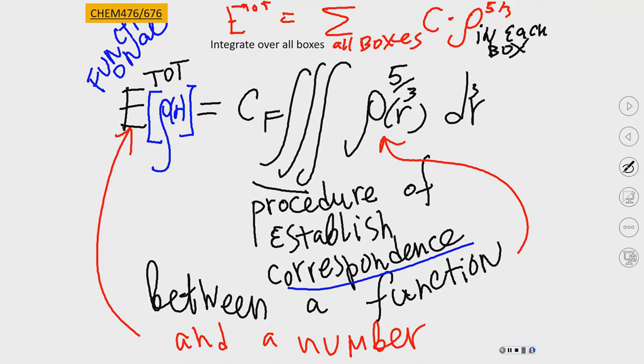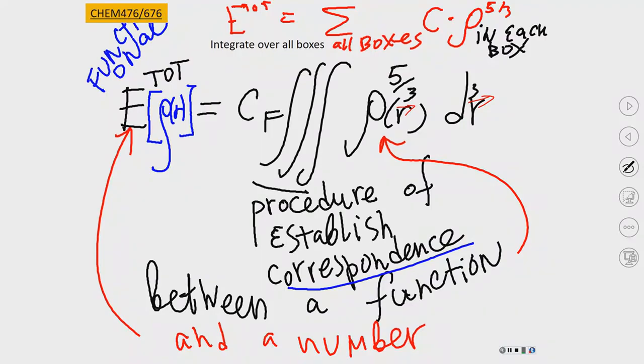So this integral, if I'm rigorous, I should put vectors. In this expression, the density under the integral is only at a local point, one point. It doesn't use density at point R and density at point R plus delta R, or nearest neighbors or next nearest neighbors. It is only one density in one point R, which means it is local. Right? Local.